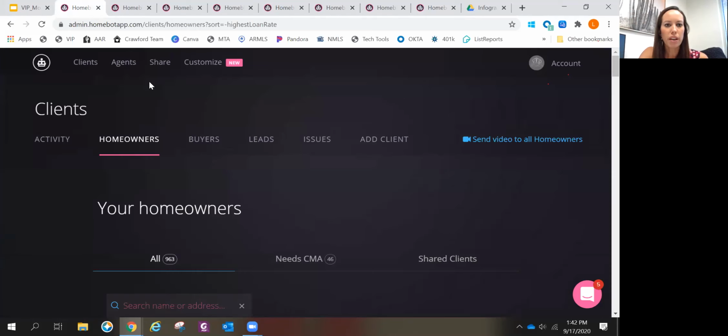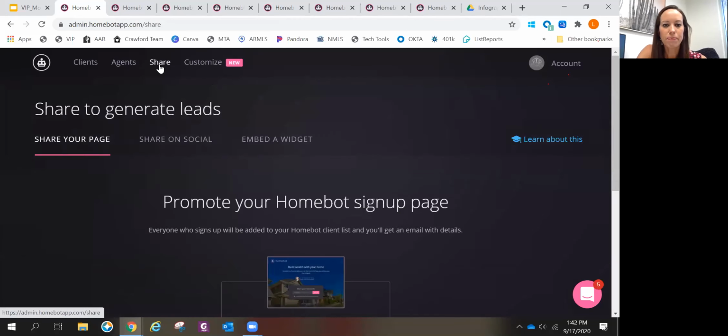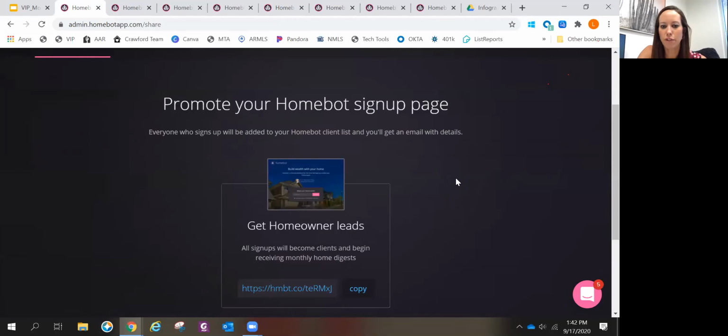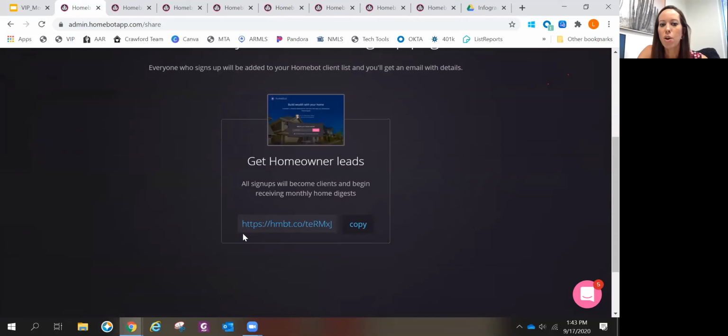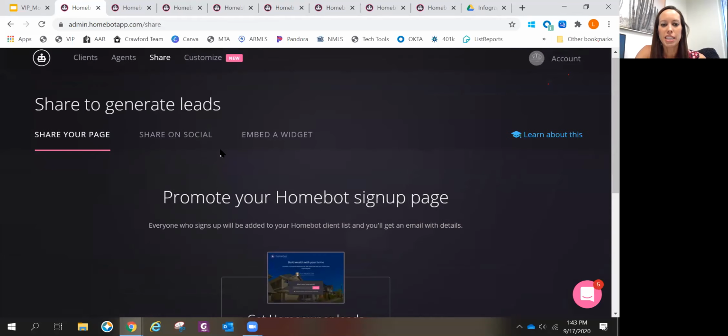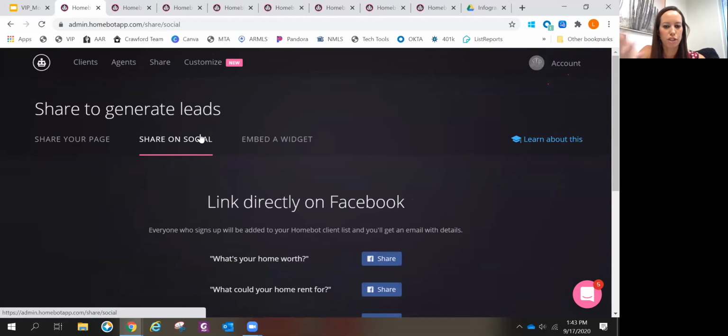A couple other quick features that I'll show you, and then I'm going to open up to questions, are under the Share tab. As I mentioned, you have your personal landing page here with that unique personal URL. A lot of agents buy a domain name and reroute it to their URL.